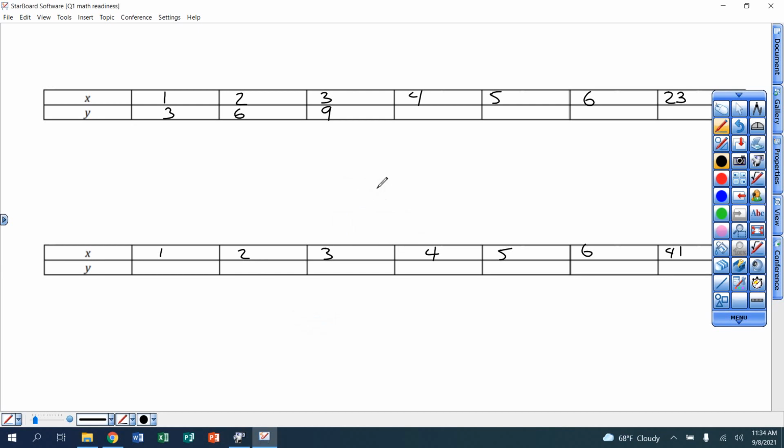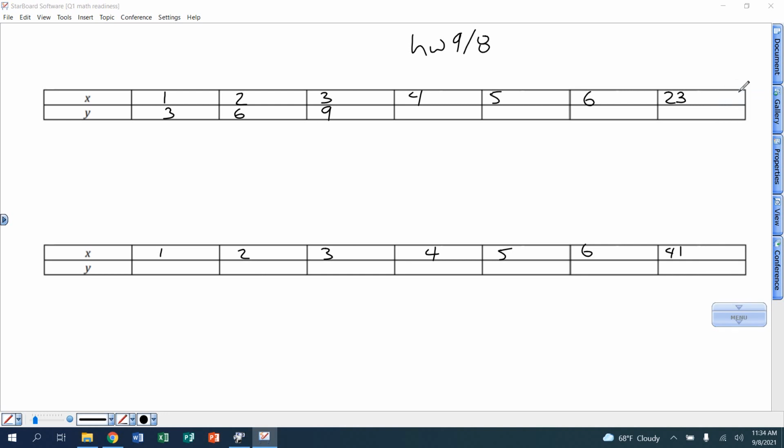Okay, for homework 9-8, I want you to try to copy all the work for these two problems and then write down the 3 secret words to show me that you listen. First word already. First word is wave. Wave.